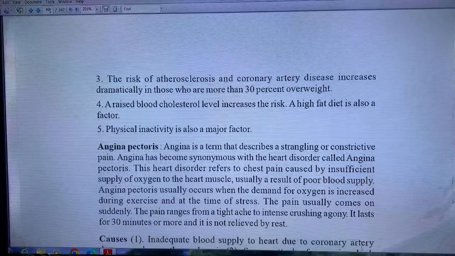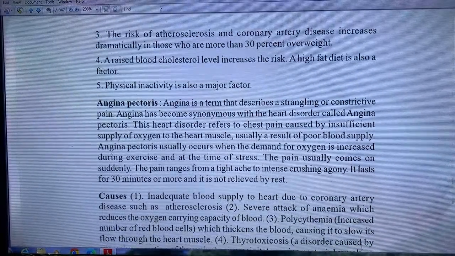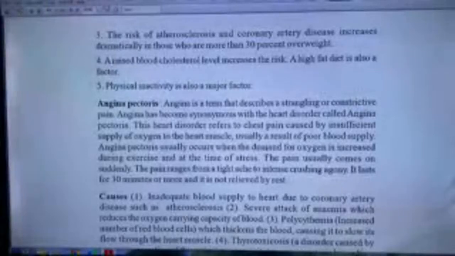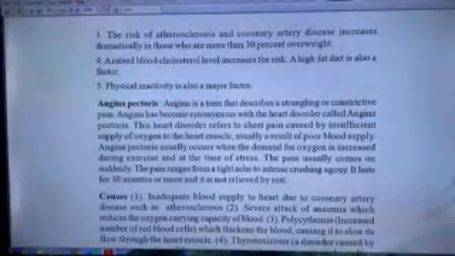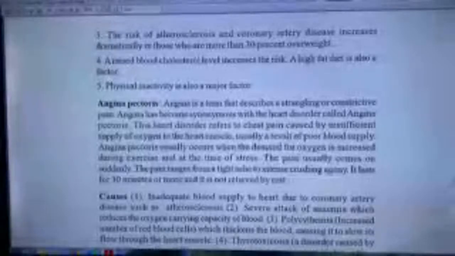The risk of atherosclerosis and coronary artery disease increases dramatically in those who are obese. Raised blood cholesterol level increases the risk. Physical inactivity is also a major factor.